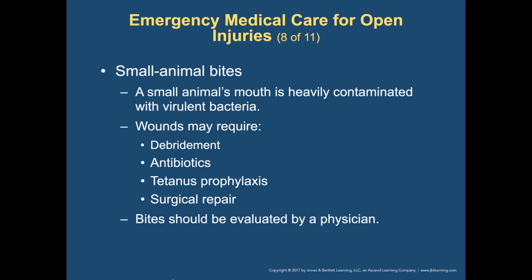Small animal bites and rabies. Consider the scene and crew safety prior to and during the environment. If somebody got bit by a rabid animal, there's a chance that the animal could still be there. A small animal's mouth is heavily contaminated with virulent bacteria. Consider all small animal bites to be contaminated until proven otherwise.